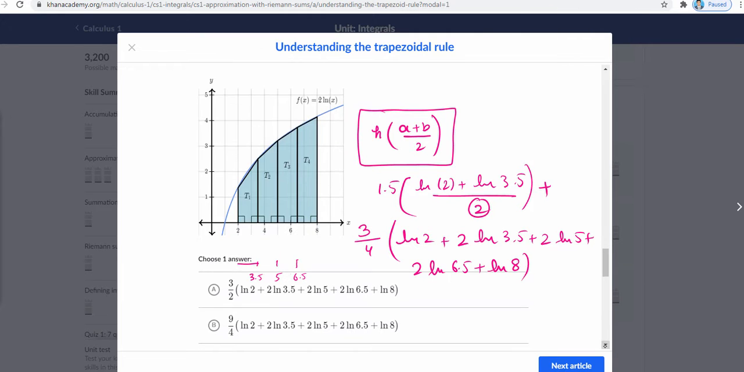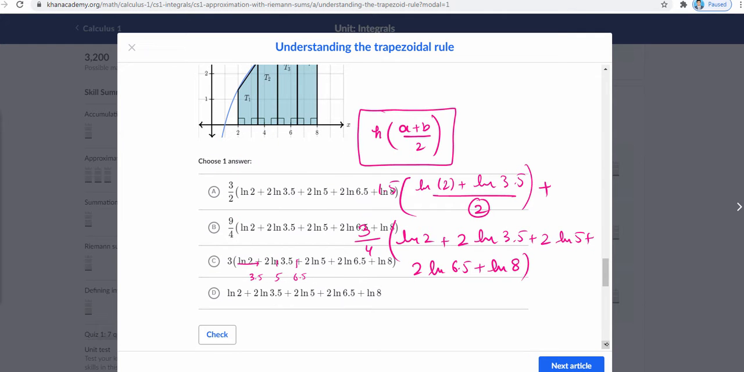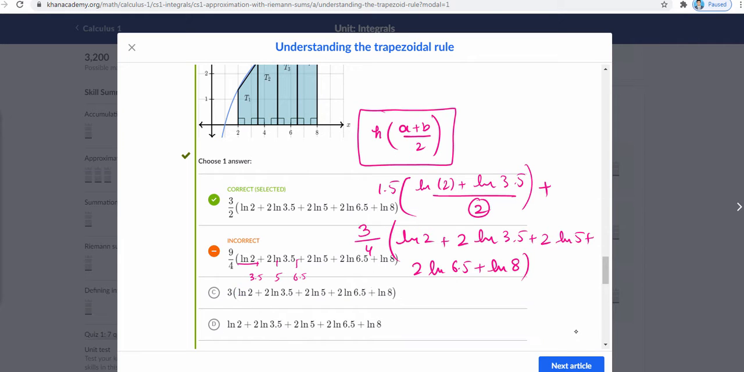Now let's check the correct one. So, well, unfortunately we do not have such option. Well, let me check. Over here I have chosen option A, but I don't think that it's a correct one, but over here they are saying that this is the correct one, but in actual this is the answer: 3 over 4 times ln 2 plus 2 ln 3.5 plus 2 ln 5 plus 2 ln 6.5 plus ln 8. So this is our correct answer. Now let's move on to the next one.